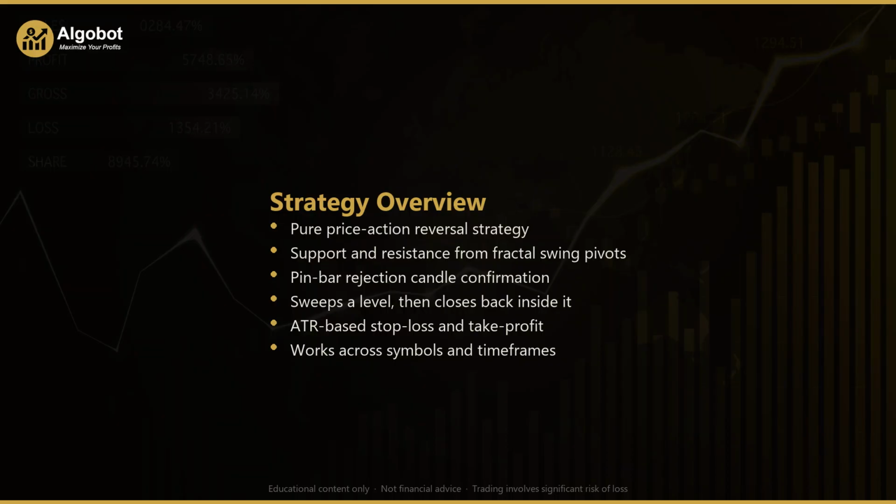Because it works from raw candles and structure, Swing Pivot Pin Reversal can be applied to many symbols and time frames, from major currency pairs like the euro versus US dollar to metals and indices. It tends to suit patient, price action-minded traders who prefer a smaller number of structured setups over constant activity. Remember, this is an educational breakdown of how the code behaves, not a recommendation or a promise of any particular outcome. Trading always involves risk, and losses are part of the process.